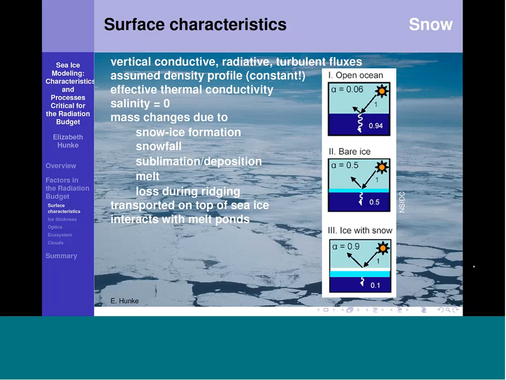We assume a density profile, which at the moment is constant, although we're working on that. And because snow is highly heterogeneous, we use an effective thermal conductivity for it. We also assume that the snow is fresh unless it's been flooded by seawater, in which case it turns into snow ice. Other snow mass changes are due to precipitation, sublimation, or deposition of water vapor, melting, and there's some loss of snow into the ocean when the sea ice ridges.